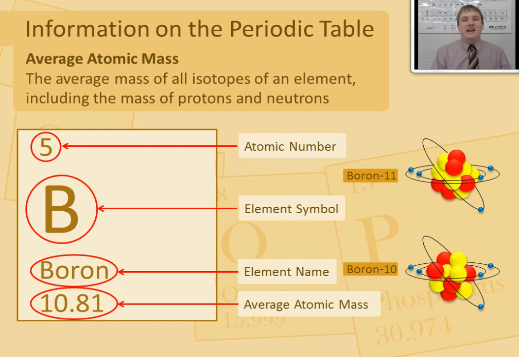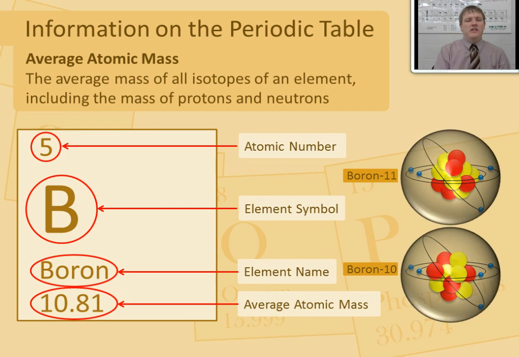To use that number, you have to round it off to a whole number, and that will usually give you the most common isotope of that atom that's found in nature. Now, it's important to note that both of these boron atoms are exactly the same. They have the same appearance, the same properties. The only difference is that boron 11, the more common isotope, is just a little more massive than boron 10.